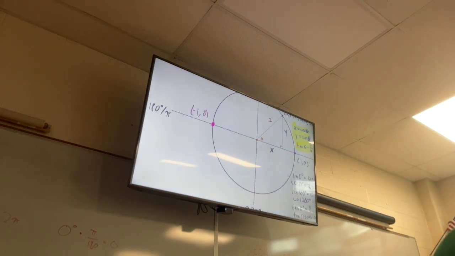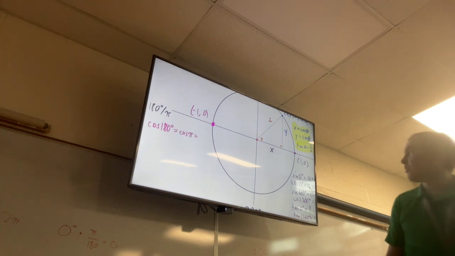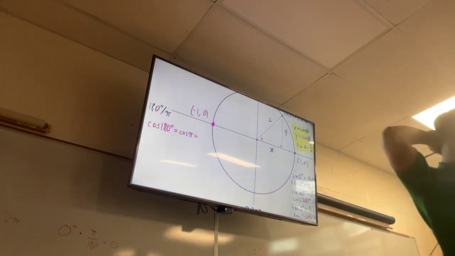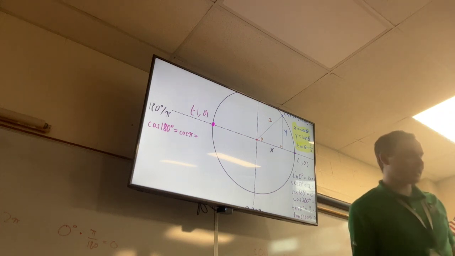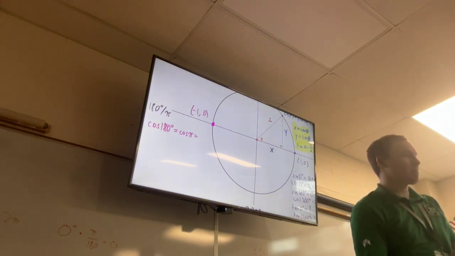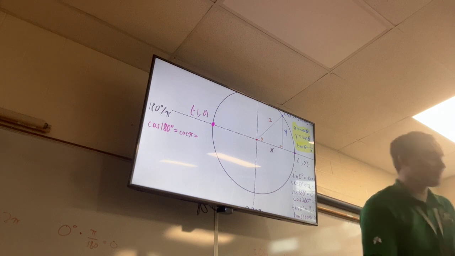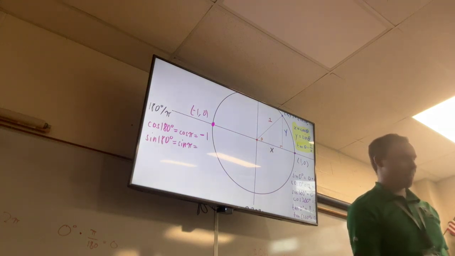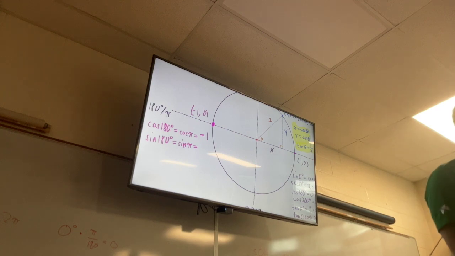So the cosine of 180 degrees, that's going to be the same as the cosine of pi radians. That's going to be equal to what here? What's the x coordinate of that pink point? That x is going to be the same as that x coordinate, -1. What's the sine of 180 degrees going to be? It's going to be the same as the sine of pi radians. What's that y coordinate there? 0, yep.